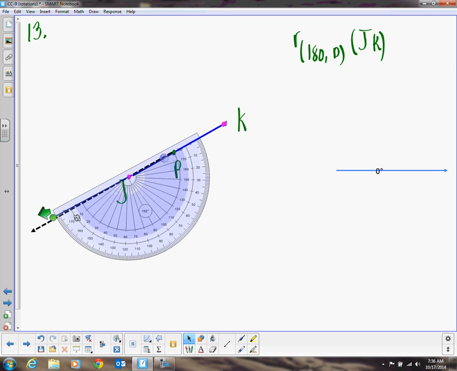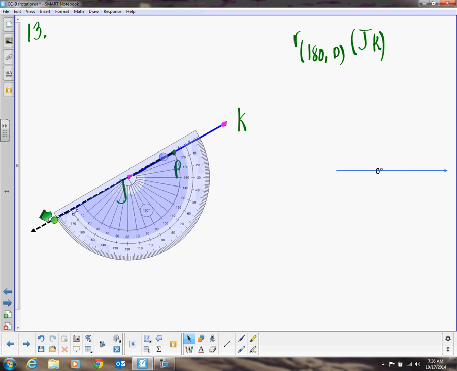So now if I start here, am I going clockwise or counterclockwise as I rotate? Counterclockwise, which is a positive. So I need to come over here, and do you agree that over here is 180?